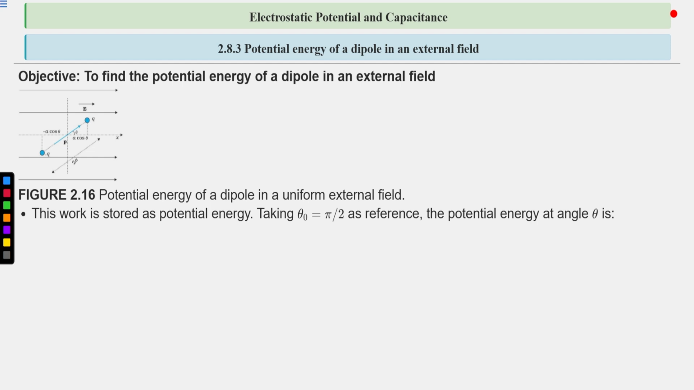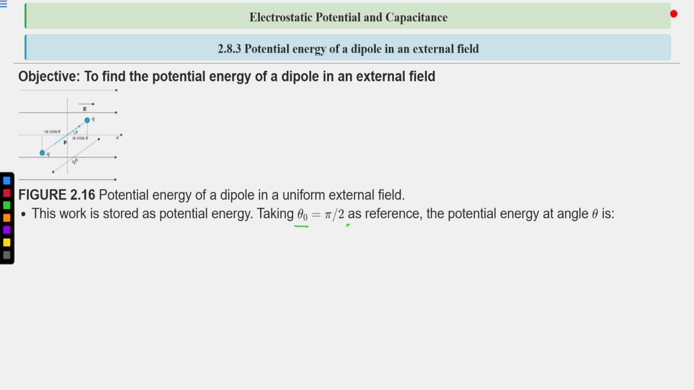Now in the expression we can take any reference. We have to take the reference. In the expression for a point charge, when we move a point charge from infinity to any point, we consider potential energy to be 0 at infinity. Now we have to set the reference for this one also. So we are setting the reference at theta naught equal to pi by 2. This is the reference when this plus q charge is at that point and this minus q charge is at that point, along this perpendicular line.